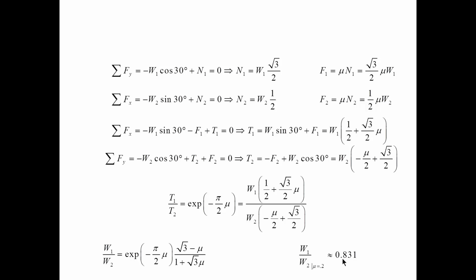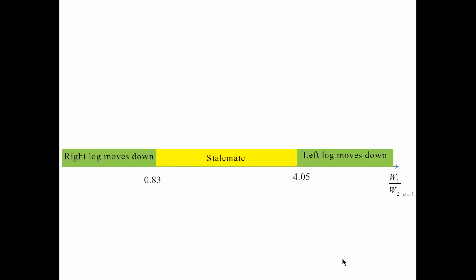Now I can summarize my analysis by showing the following diagram. Along the axis, I plot the ratio of W1 over W2 for mu equal to 0.2. And here we have the following situation. If the ratio of the weights, W1 to W2, is less than 0.83, then the right log takes an upper hand. So it moves down and the left log moves up.